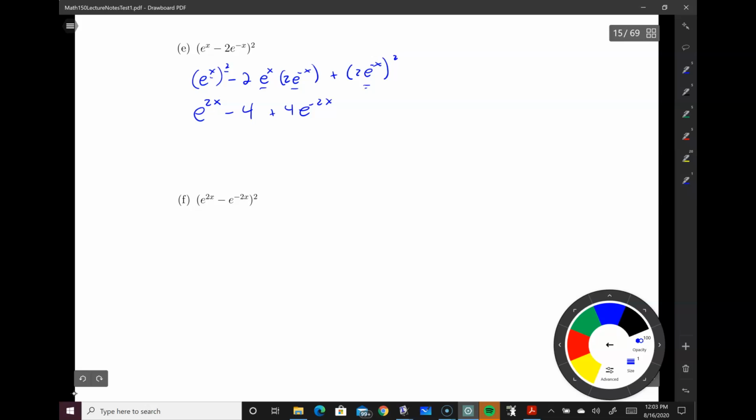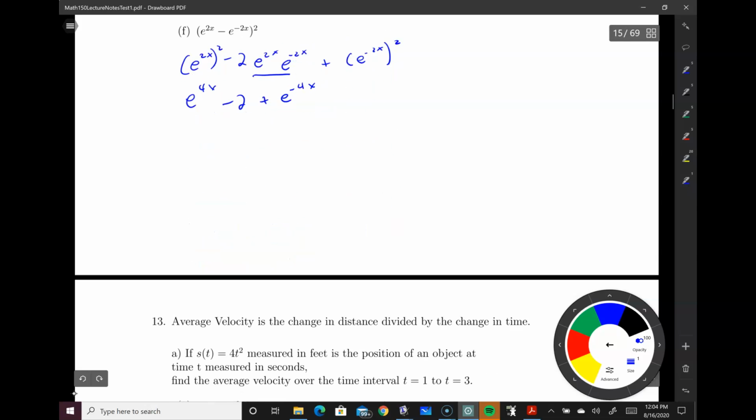So just playing with these a lot so you're very comfortable, so there's no question. So e to the 2x squared minus 2 times e to the 2x, e to the -2x, plus e to the -2x squared. So that gives me e to the 4x minus 2, since these multiply together to give me e to the 0, which is 1, and then plus e to the -4x.